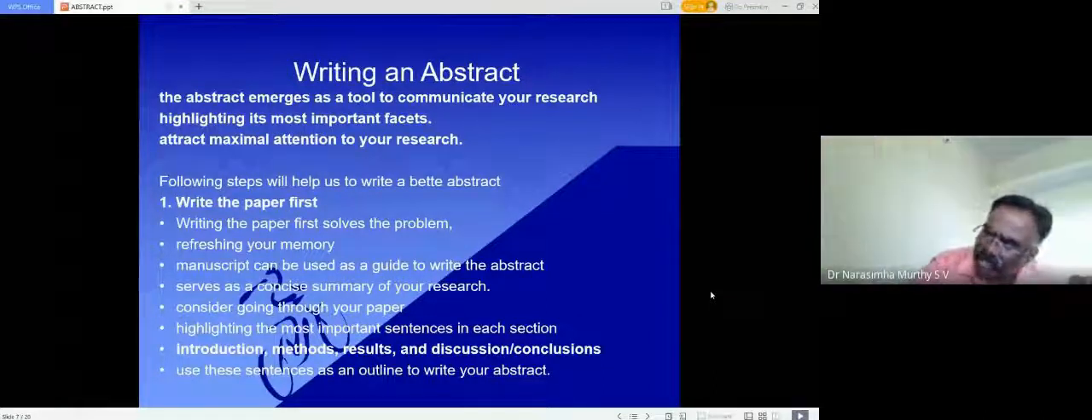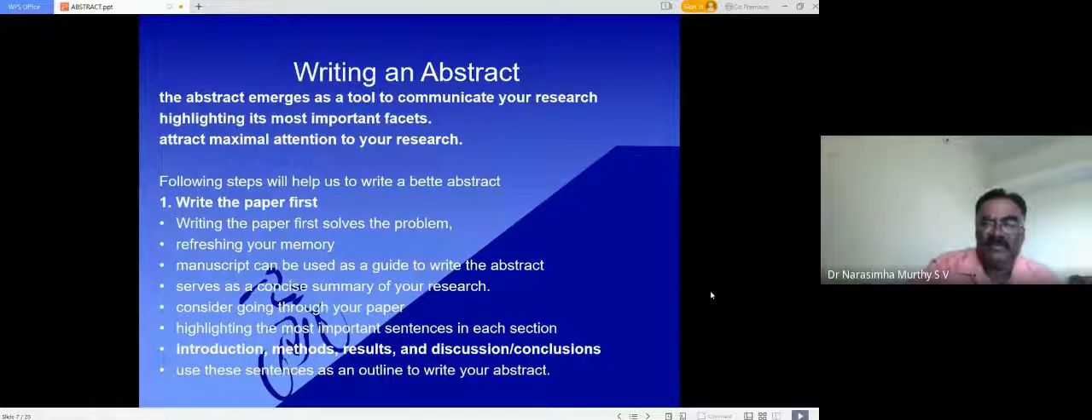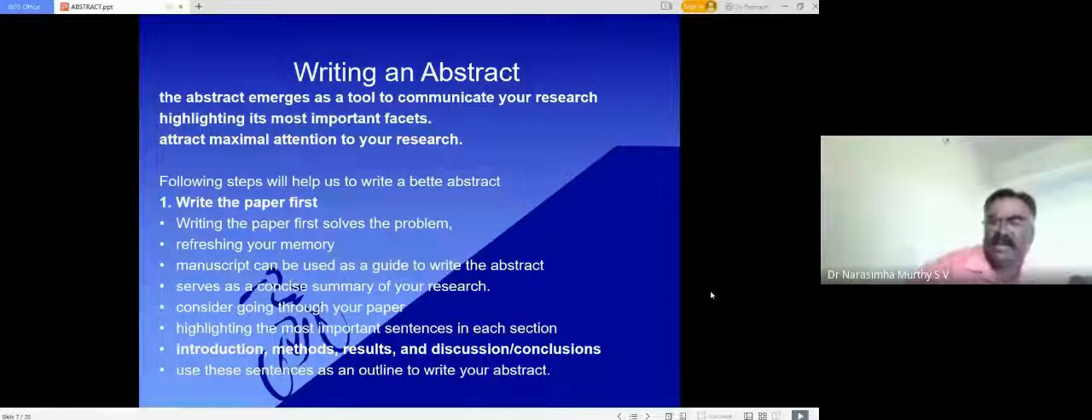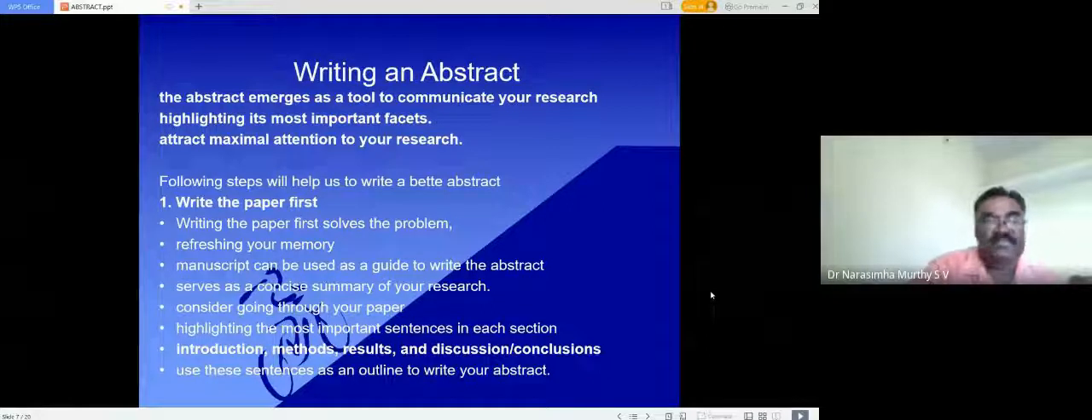Because the moment you complete it, it refreshes your memory. Not only that, this manuscript will automatically guide you to write the abstract, because that whole thing becomes a concise summary of your research. Therefore, consider going through your article or research paper. And while reading it thoroughly, note down all the important sentences in each section, be it the introduction, methods, results, discussion, or conclusion. From all these points, take down the key points and make notes out of them.